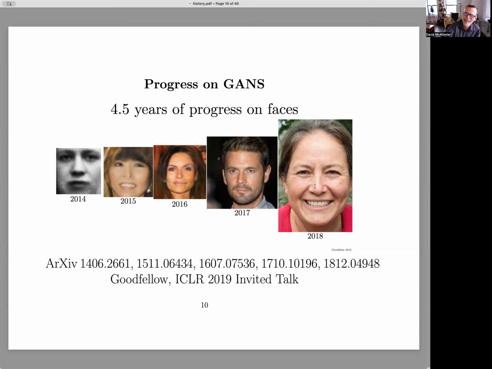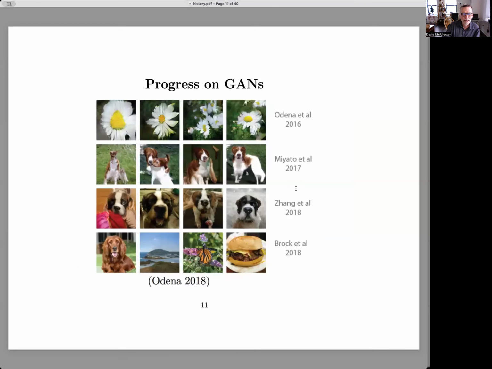There was a famous headline showing pictures developed by progressive GANs about this time, and the headline would be, "These people do not exist." This is not a photograph. It's made up out of whole cloth. That's an English phrase. Making it up out of whole cloth means you just invent it. So GANs made a lot of progress at this time, not just in generating faces.